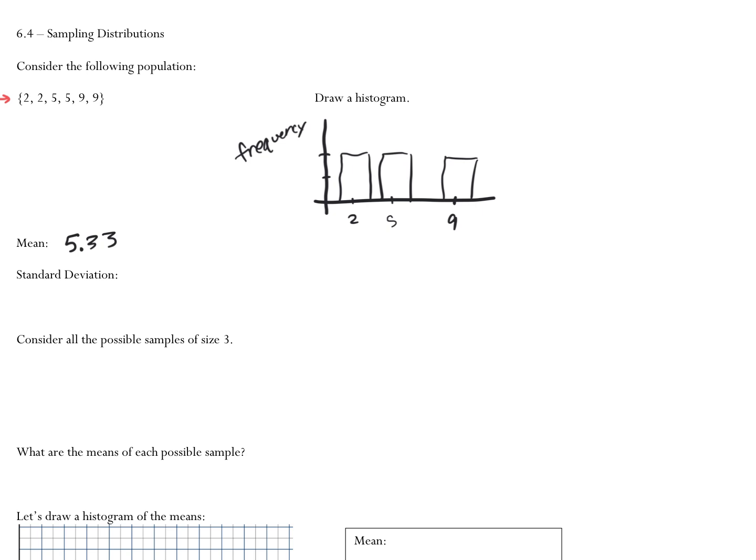My standard deviation is 2.87. Because again, we would use the sigma because we know that this is a population.